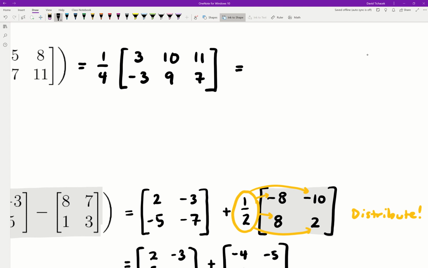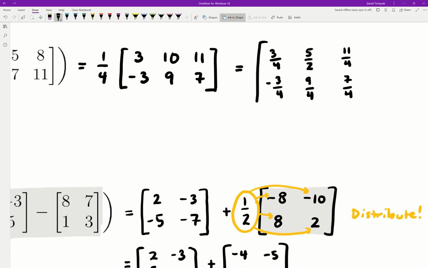So 3 times 1/4 is 3/4. -3 times 1/4 is -3/4. 10 times 1/4, we can go ahead and reduce that fraction down to 5/2. 9 times 1/4 is 9/4. 11 times 1/4 is 11/4, and then 7 times 1/4 is 7/4, okay?